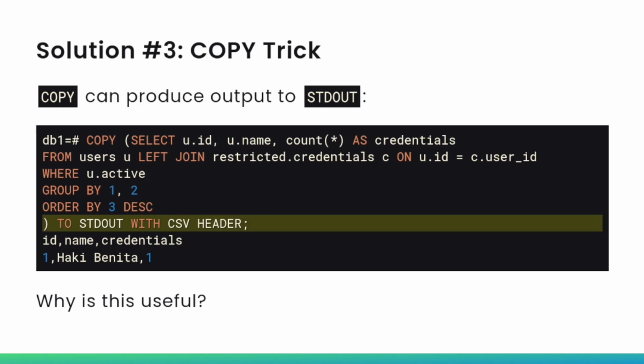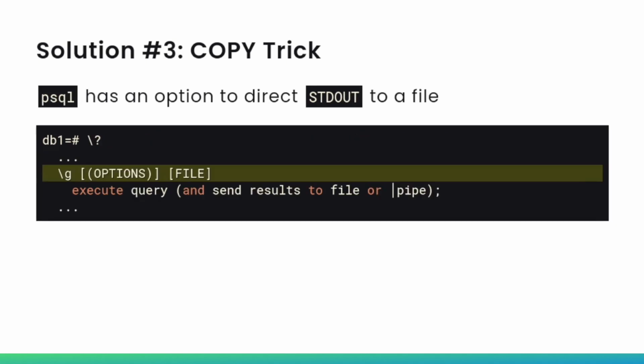Okay, so how is that useful? I don't really want to copy and paste into some text file and call it whatever CSV. I want it to go directly into some CSV file. So how is this useful? Well, as it turns out, PSQL has an option to direct standard output to a file. Basically, whatever you see on the screen can be directed to a file. This option is /g. As you can see, execute query and send results to file.